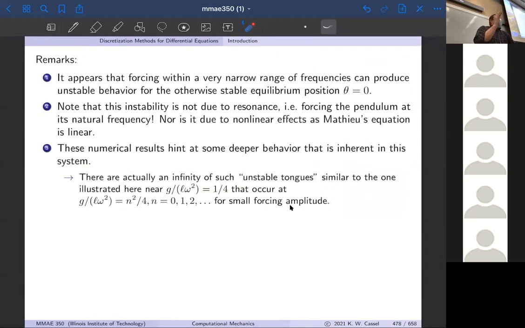Whenever you see weird behavior and someone asks you, why did that happen? You answer, it's nonlinear. That's always the answer. You have weird behavior in your system. Oh, it must be nonlinear. Well, it's not nonlinear in this case. In some cases, that's true. In both of the cases I'll show you next, that is true, and it is the nonlinearity that causes some of the interesting behaviors. However, in this case, it's a linear equation. So it's not because of nonlinearity. It's not because of resonance.